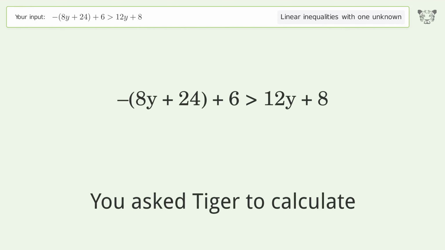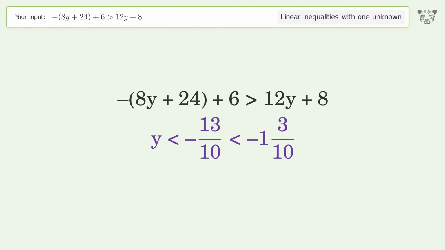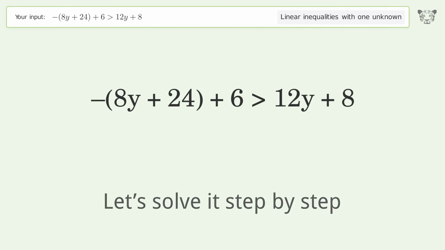You ask Tiger to calculate. This deals with linear inequalities with one unknown. The final result is y smaller than -13/10. Let's solve it step by step.